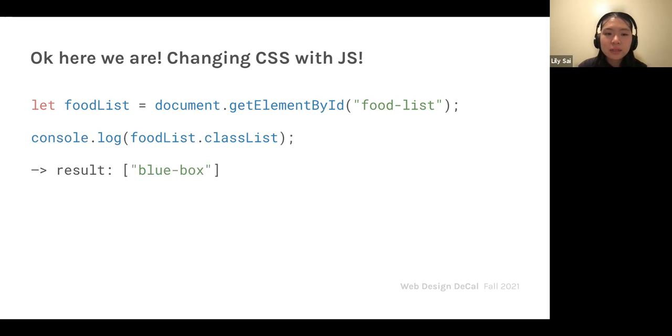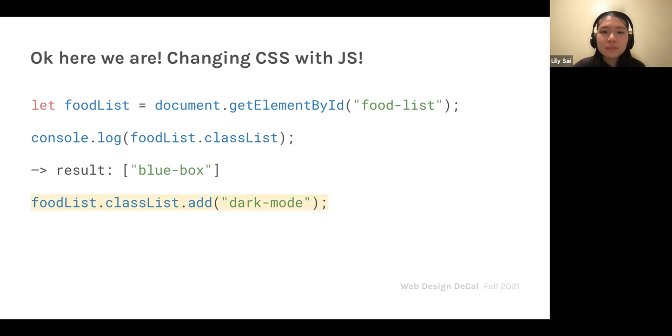And then that will give us this list that contains only blue box. But because you can have elements with multiple classes, if there were more than just one class, we would see multiple different strings in this list.